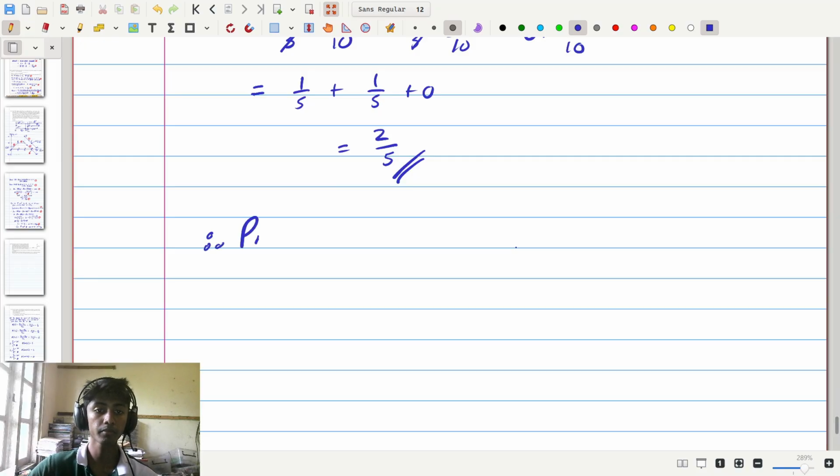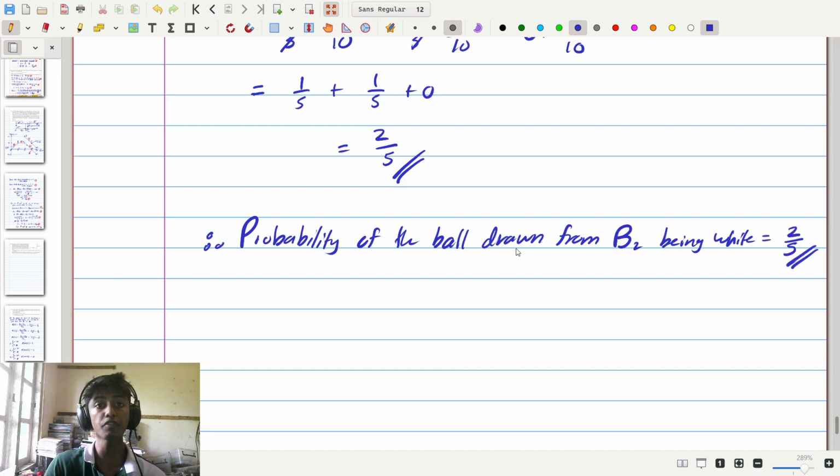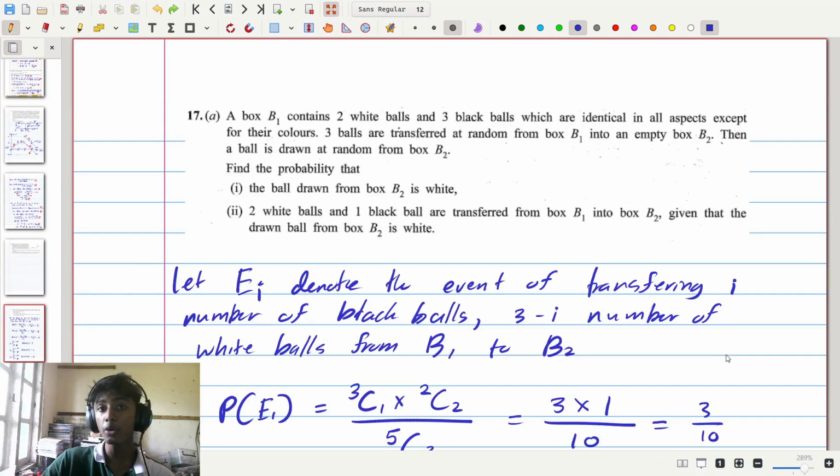probability of the ball drawn from B2 being white is equal to 2 over 5. And with that, we are done with the first part of the question. Now moving on to the last part of the question.